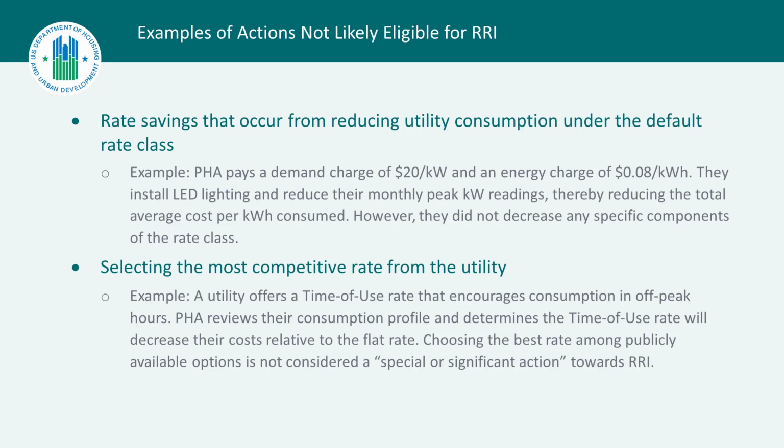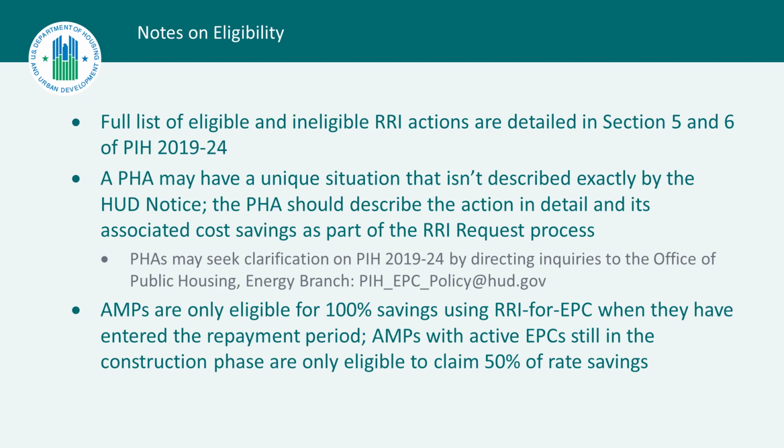Possible ineligible actions for rate reduction incentive include rate reductions resulting from more efficient equipment that reduces consumption but not utility cost, or simply selecting an available tariff that results in a lower utility cost. A more complete list of eligible and ineligible actions is provided in PIH Notice 2019-24.